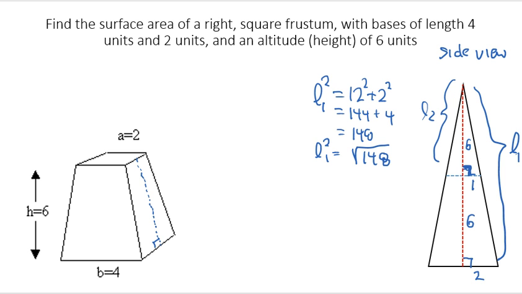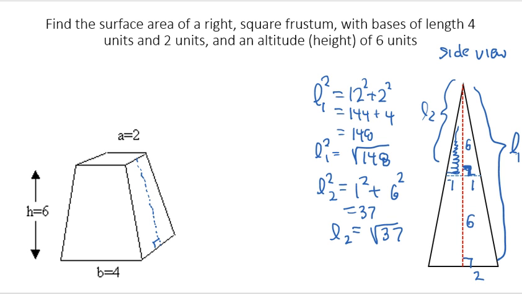L2 squared equals, and L2 is this top triangle, so what I'm looking at is that little portion right there. So L2 squared equals the bottom squared, which is 1, so 1 squared, plus this other leg squared, which is 6 squared. 1 squared is 1, 6 squared is 36, so that equals 37. So L2 equals the square root of 37.